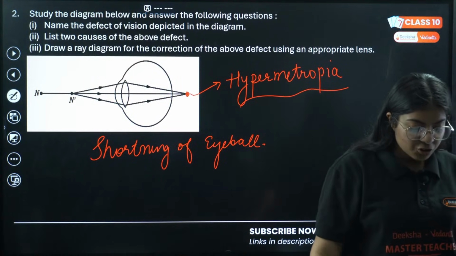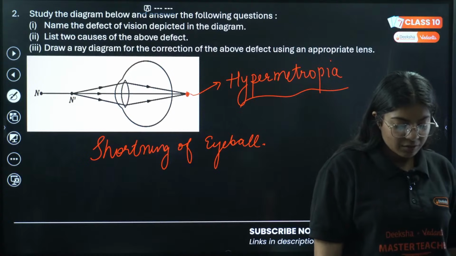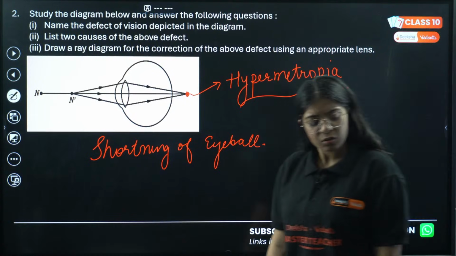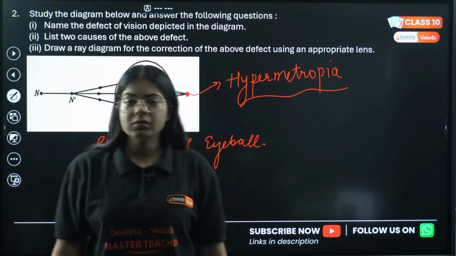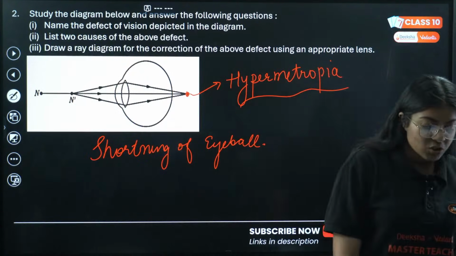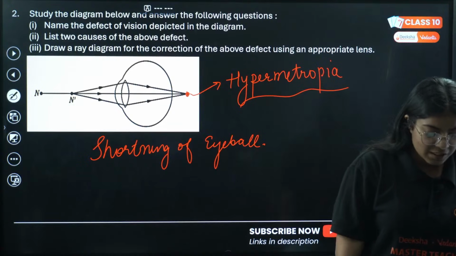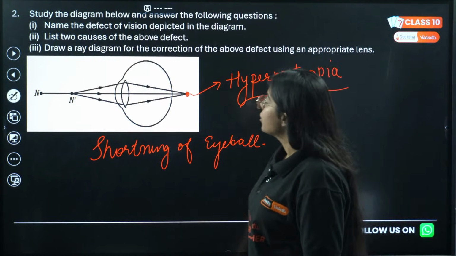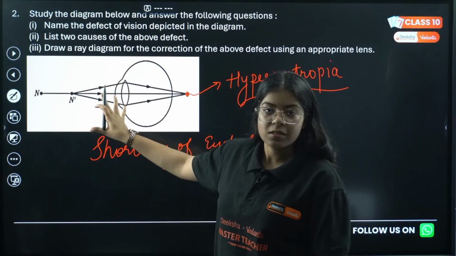Aryan is saying shortening of eyeball and cornea being too flat. Don't write cornea. Eye lens is too thin or too flat, you can write. Piyush is saying repeat. Yes, the focal length increases. Correct.